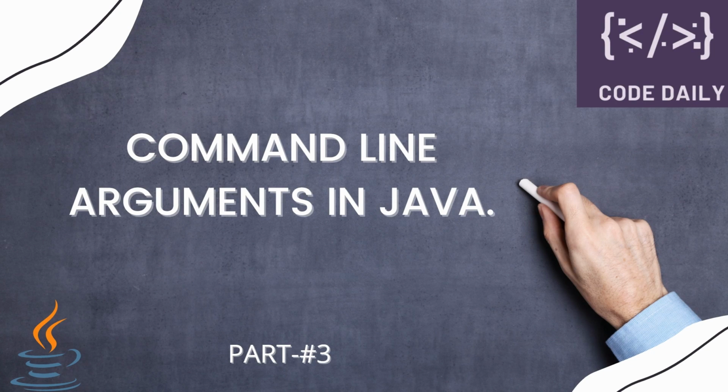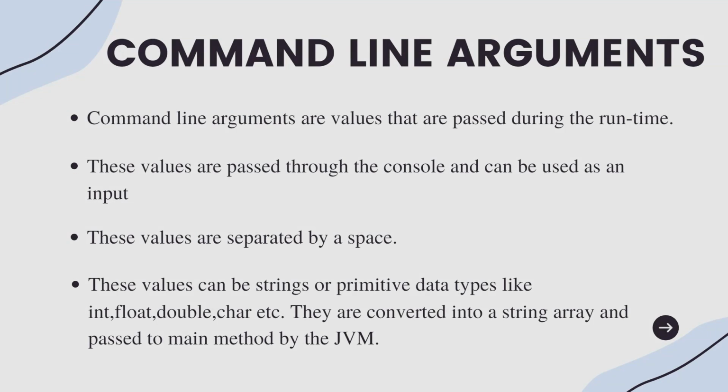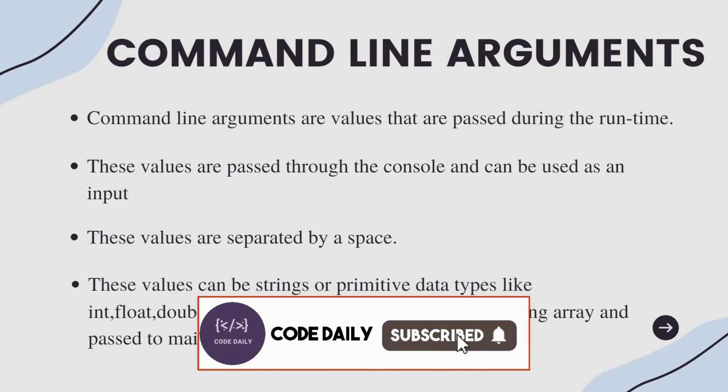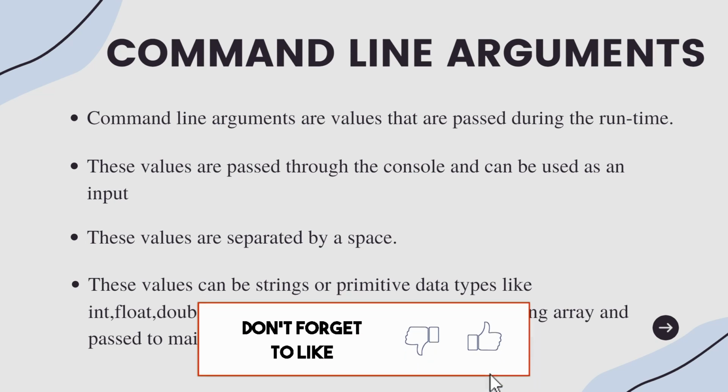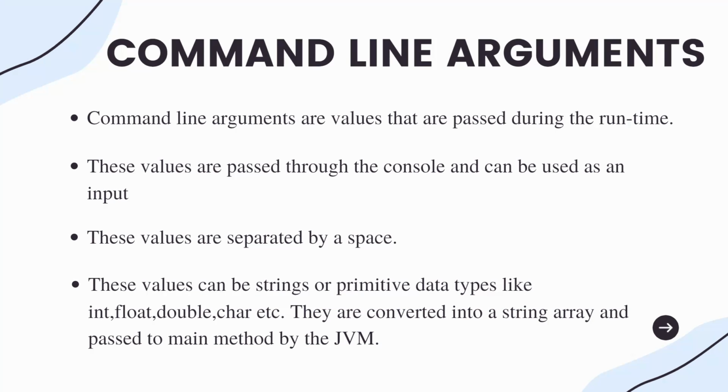Let's try to understand what are command line arguments in Java. Command line arguments are values that are passed during the runtime. They are passed through the console and can be used as an input. These values are separated by a space.